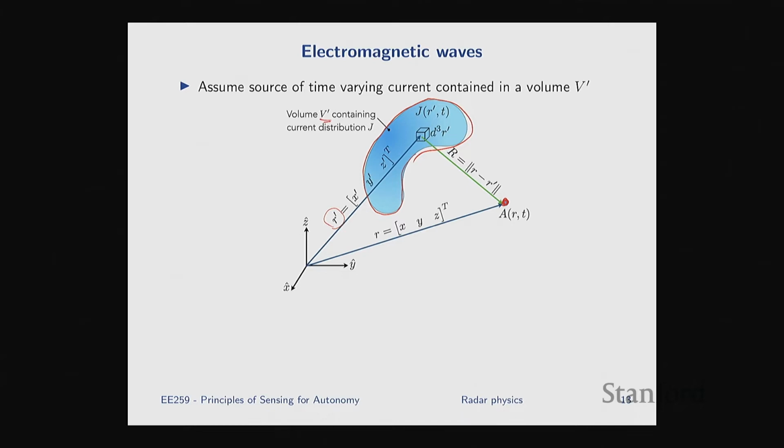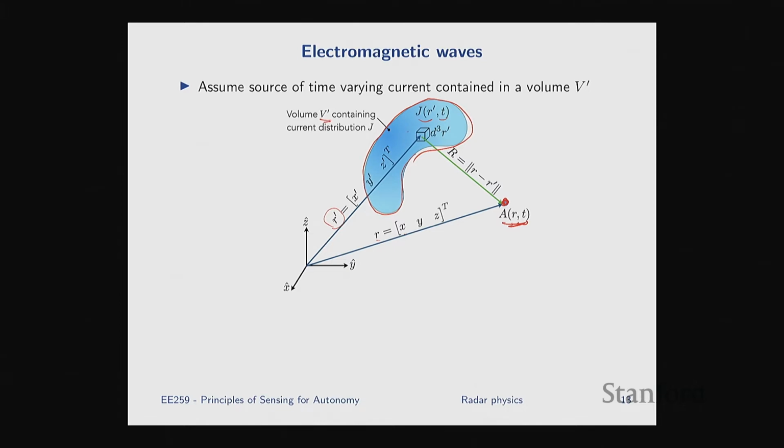And then we're observing our A at some point in the space r. So r is x, y, z. Again, r prime is limited to this part of the space that we call V prime, that volume. But r can be anywhere. You can observe your field wherever you like. Even inside V prime, that's also fine. And also things are varying with time. So your current density is a function of r prime and t, and A is also a function of r and t.